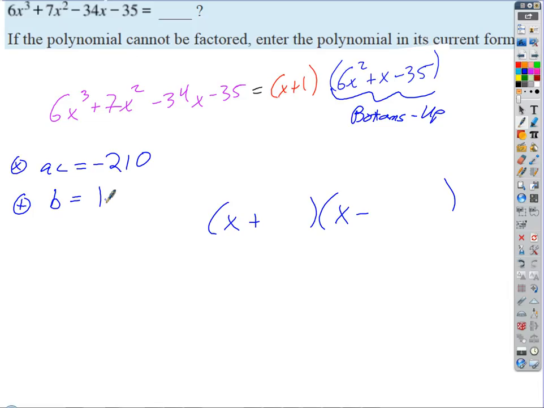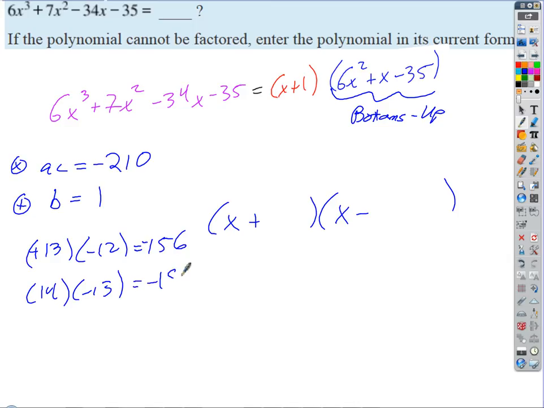So we could start with, for example, how about positive 13 times negative 12 is gonna give us negative 156. Okay, that's not big enough, right? It needs to be negative 210, so I gotta make the numbers bigger. So let's try 14 and negative 13. Well, that's gonna be negative 182. So it's still not big enough, right? So let's try 15 and negative 14. What's that? That works.